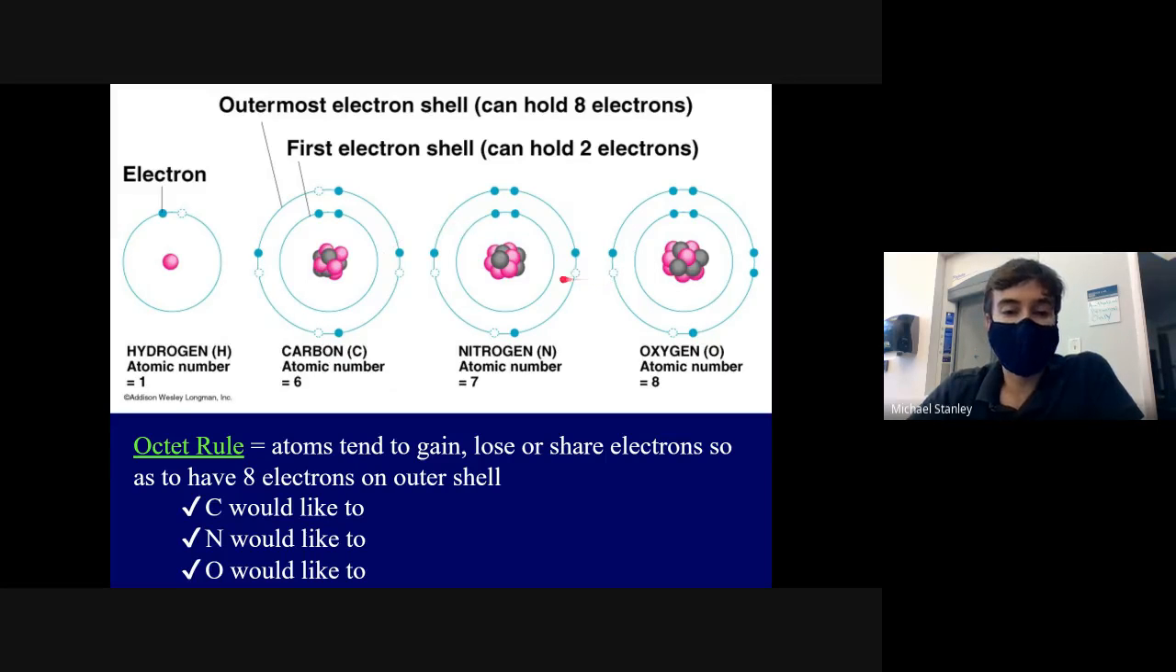If we move up 1 to nitrogen, nitrogen has an atomic number of 7. So it has 7 electrons, 2 on the first shell, and 5 on the second shell. So nitrogen has 1 more electron than carbon. So nitrogen has 5 valence electrons. 5 electrons on this second shell right here. 1, 2, 3, 4, 5.